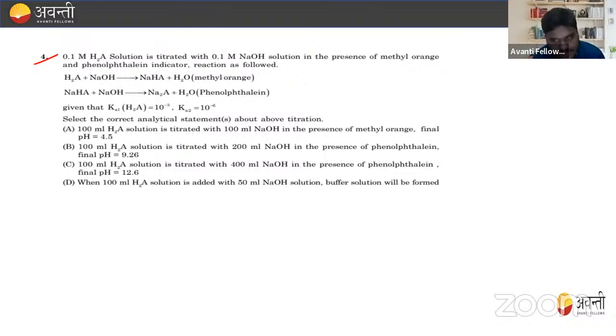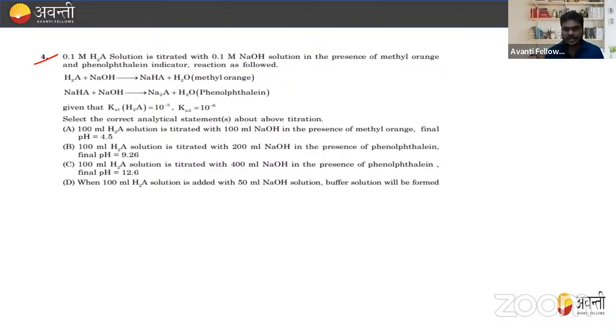Now, 100 ml of H2A solution is titrated with 100 ml of NaOH in the presence of methyl orange, and the final pH becomes 4.5. Similarly, 100 ml of H2A solution is titrated. So let's see the solution for this question so that you can understand this.